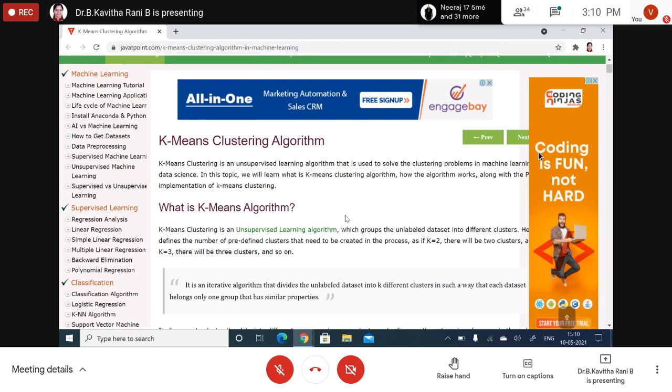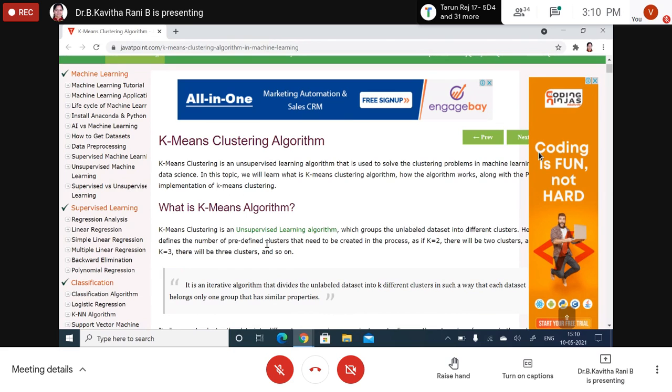To that details, we should get the output here. Okay, so k-means is an unsupervised learning algorithm which will group the unlabeled data set into different clusters. What will happen? It will cluster the data. How many clusters we want, that many clusters it will be grouped. It defines the number of predefined clusters that need to be created in the process. If you want to group the data into two clusters, that is k is equal to 2. K is the clustering group of the data here.